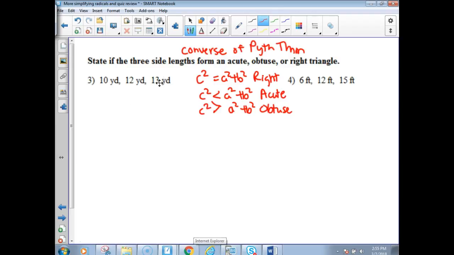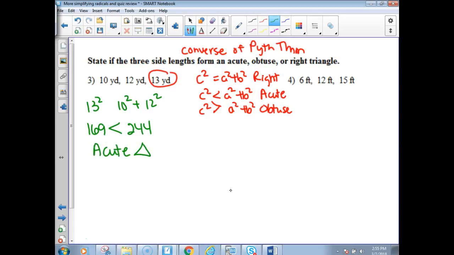What do you need to start with? You need to start with the biggest side every time. So we go 13 squared and we compare it to 10 squared plus 12 squared. You grab your calculator, you put 13 squared and that's 169. You type in 10 squared plus 12 squared, which is 144 added to 100. You find out that 169 is smaller, less than 244. So the triangle is acute.